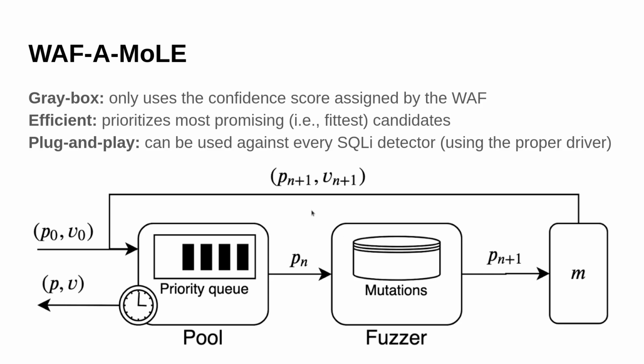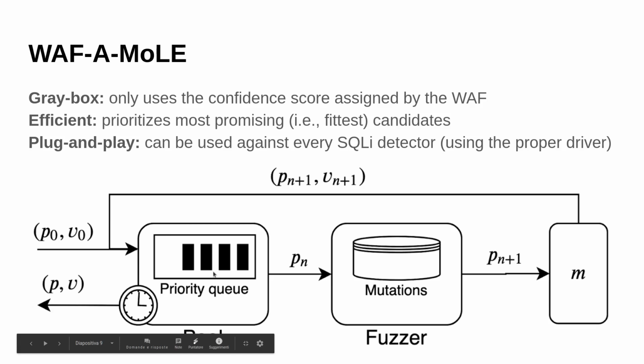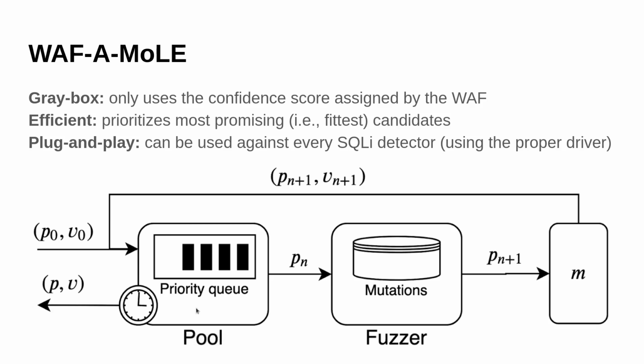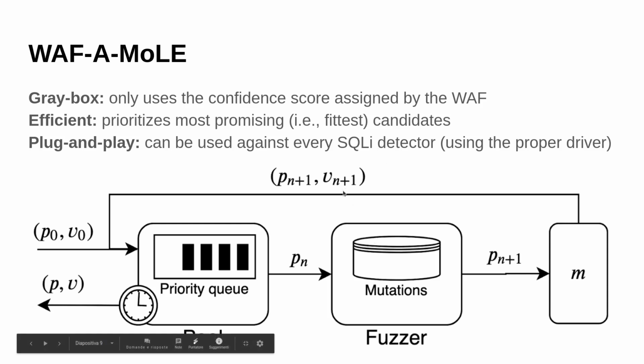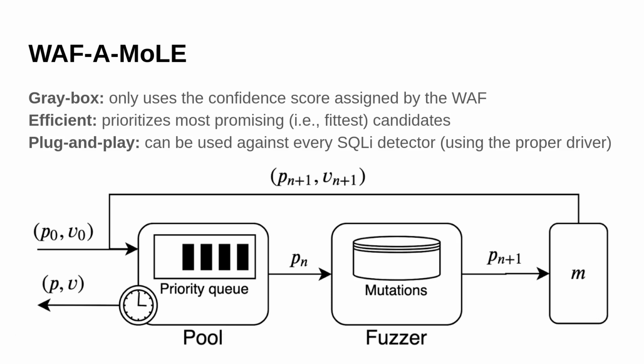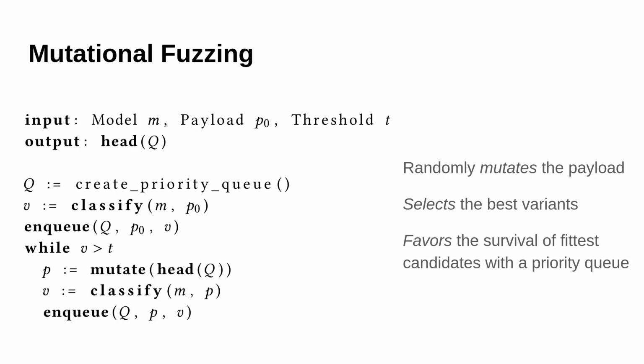So here there is a picture showing the overall architecture of our tool. We have a priority queue that holds all the mutations. We draw a mutated payload P, and we put it into a fuzzer. The fuzzer generates more payloads, and then it throws them to the model. The model computes V, which is a confidence score, and we put it together with the payload again in the priority queue. And we keep repeating this process. So this is our mutational fuzzing engine, which is the main part of WAF-A-MoLE, and it basically says what I've already told you about the picture.